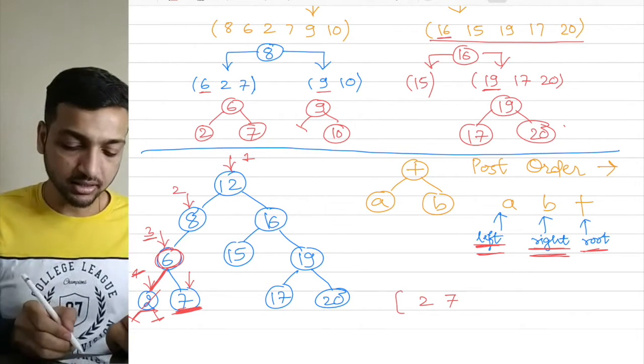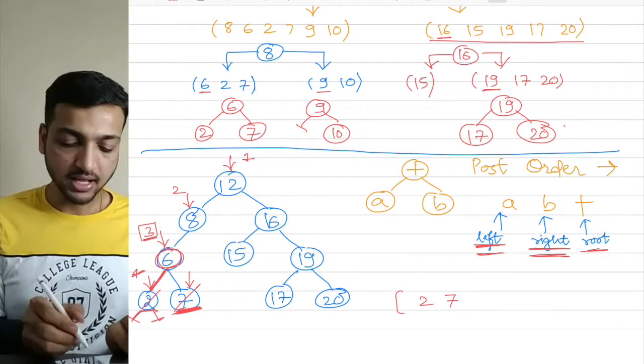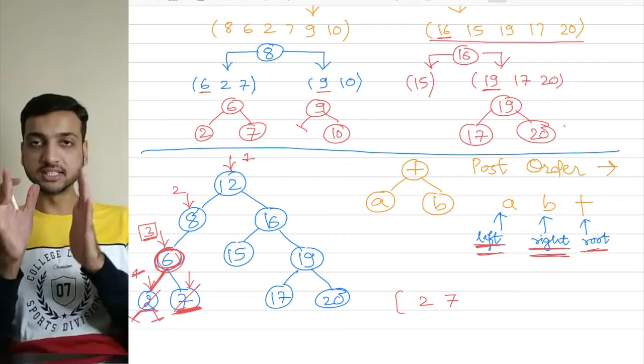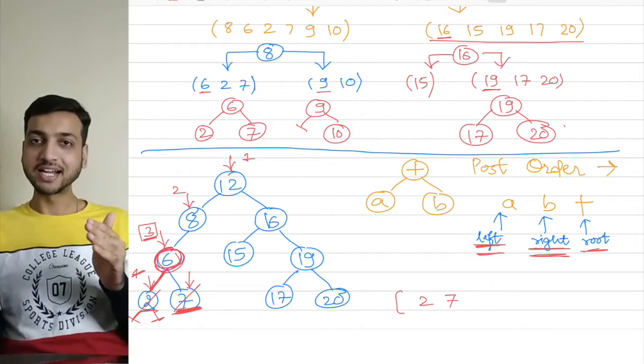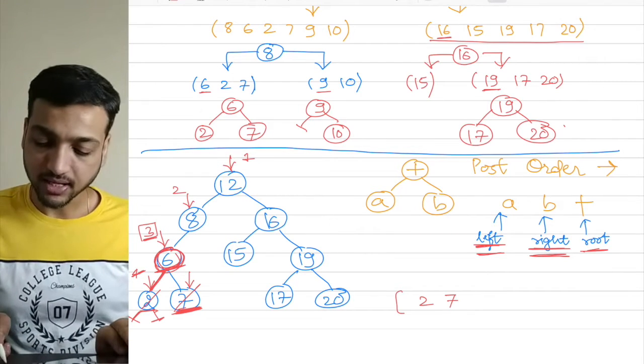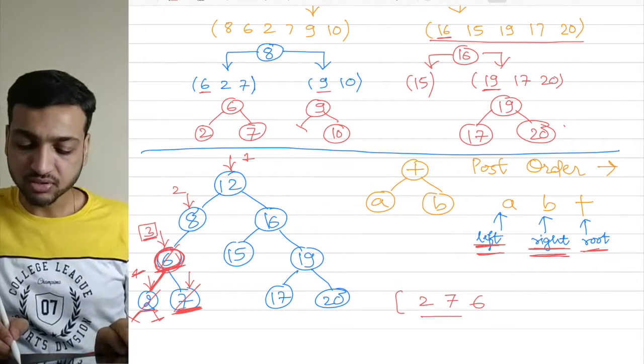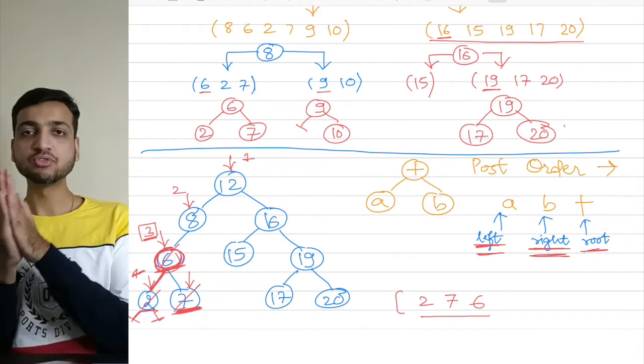Now we'll go back. 7 is done. I will come back to 6 again. And now if you think about this node 6, left is visited, right is visited. Now the root will be visited. So 6 will be visited, and 6 will come here as output. So I'm going to strike off 6 also. So 2, 7, 6 are my first 3 values of the post order traversal.